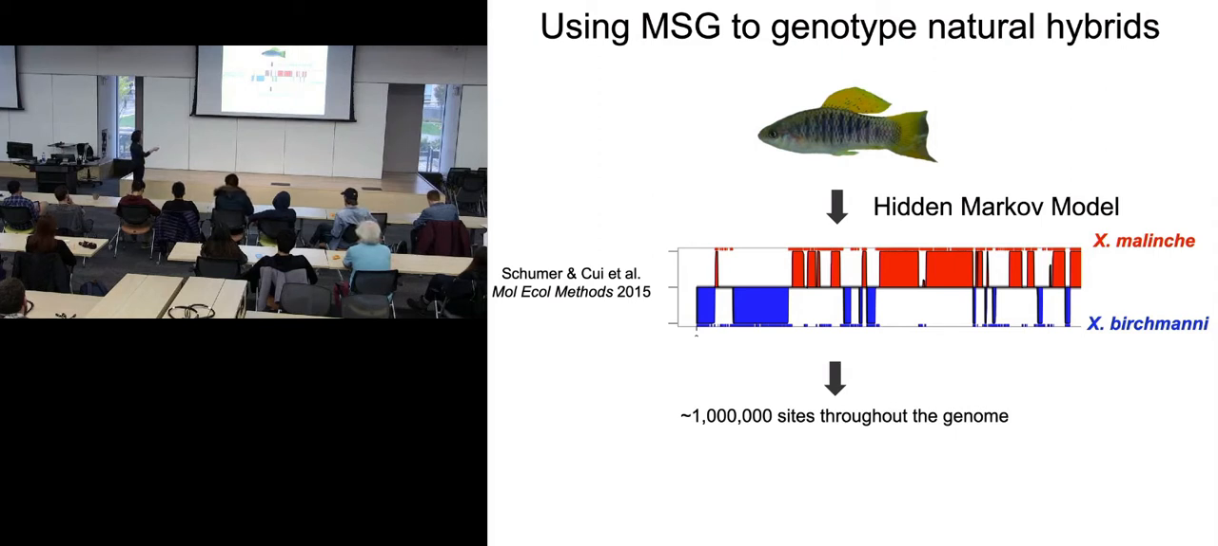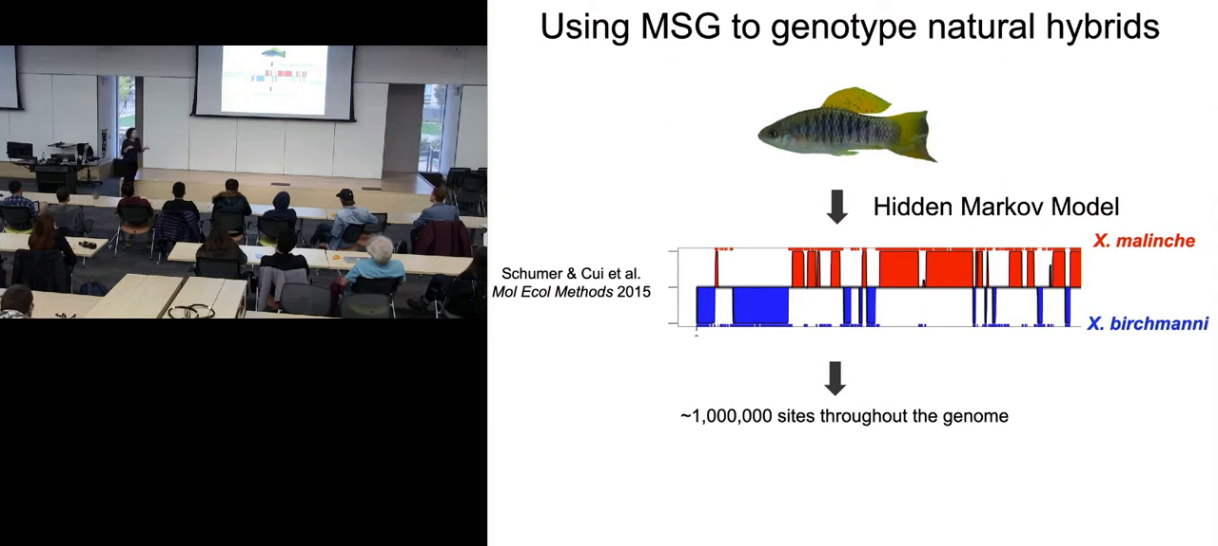So for example, this is a chromosome from our Tlatelolco hybrid population. And what you can see here is these regions that are homozygous Birchmanii for ancestry, shaded in blue, the regions that are homozygous Malinche for ancestry, and then these unshaded regions are high confidence heterozygous for ancestry. So one haplotype from Birchmanii, one from Malinche. And so for a typical hybrid individual, this gives us ancestry information at about 1 million sites throughout the genome. So this is extremely dense, high coverage information of the history of each region of the genome in each individual.